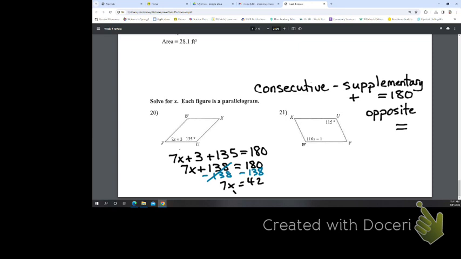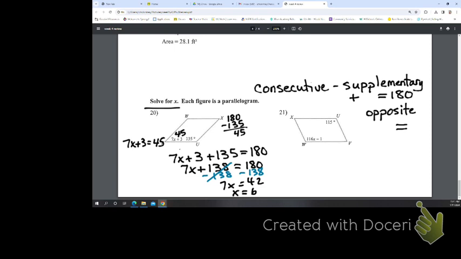And then when we divide, we get x is 6. And it just says solve for x. So there's not something else to do. The other way we could have done that is you could do 180 subtract 135, get 45. This angle is 45, and then just do 7x plus 3 is 45. We still get 6. So your choice, you could figure out the number for that angle and then solve a smaller equation.